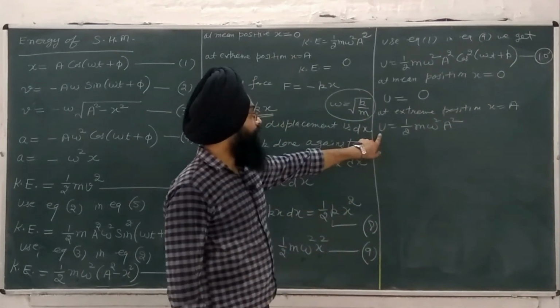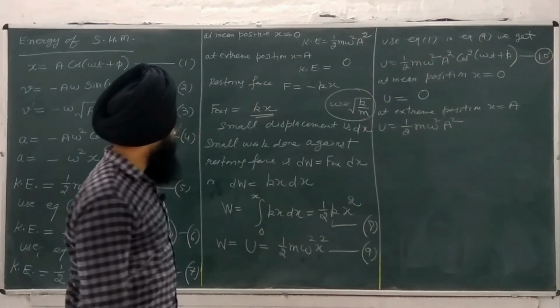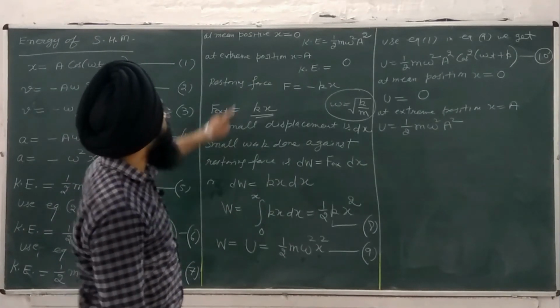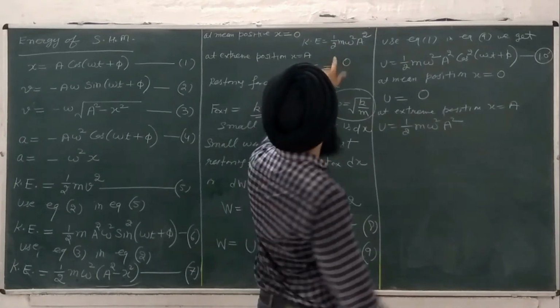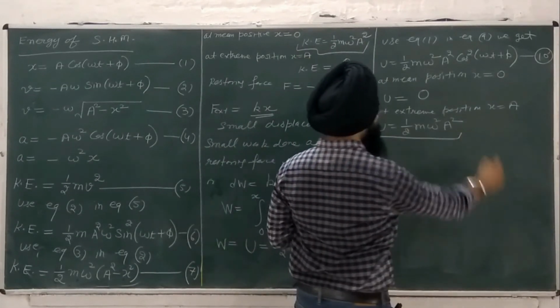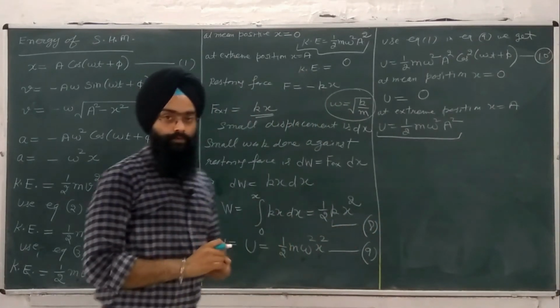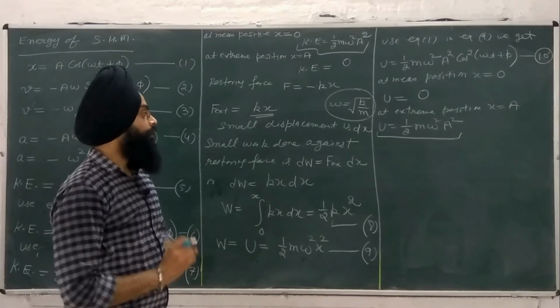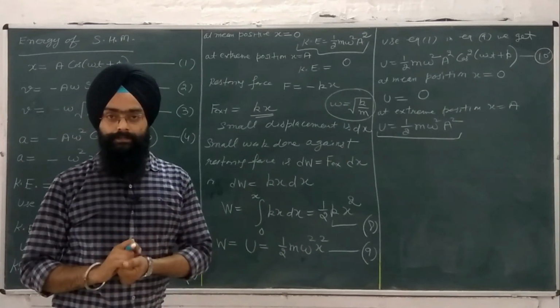half m omega square a square. Now this potential energy is exactly the same as the kinetic energy which was at the mean position. Look at this expression, it is at the mean position, and this expression is at the extreme position. So when we plot the graph, we will clarify these things one by one. Now we will find out the total energy.